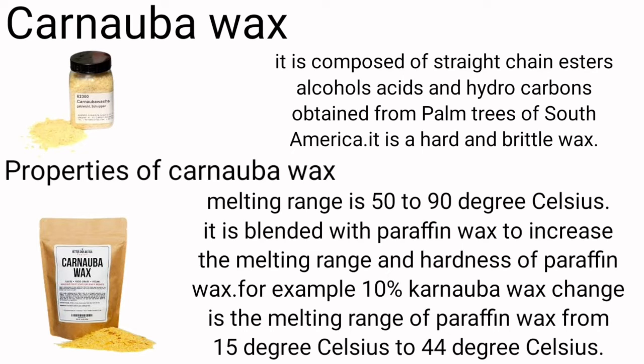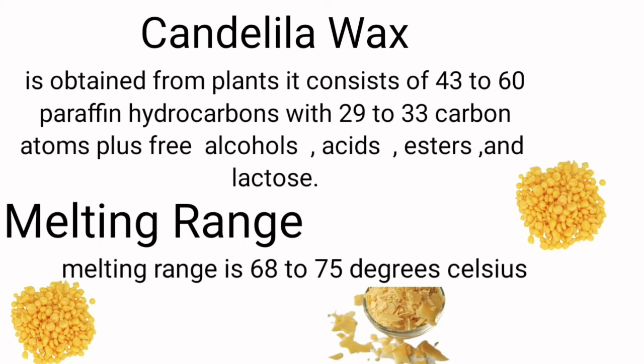Properties of carnauba wax. Melting range is 50 to 90 degrees Celsius. It is blended with paraffin wax to increase the melting range and hardness of paraffin wax. For example, 10% carnauba wax changes the melting range of paraffin wax from 15 degrees Celsius to 44 degrees Celsius. Candelilla wax is obtained from palms. It consists of 43 to 60 paraffin hydrocarbons with 29 to 33 carbon atoms plus free alcohols, acids, esters and lactose. Melting range is 68 to 75 degrees Celsius.